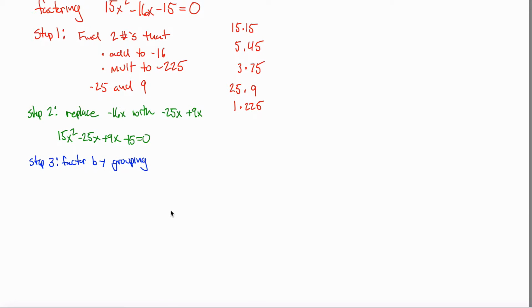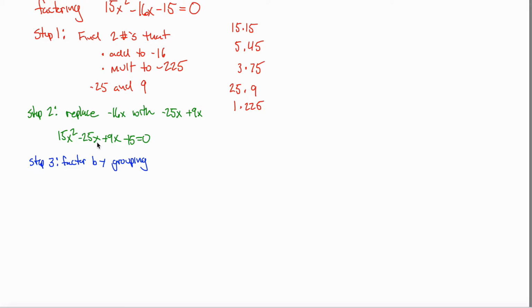Turns out you can do it when you got 6 terms or 8 terms as well, an even amount of terms. Up here we only had 3 terms, 1, 2, 3, but we did this step 1 and step 2 trick to rewrite this so it's 4 terms. So now we kind of make groups out of them. I got this first group here, 15x squared minus 25x. And what I want to do is find their greatest common factor.